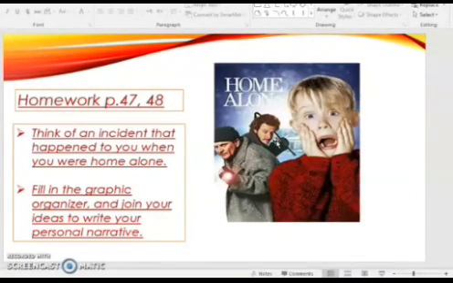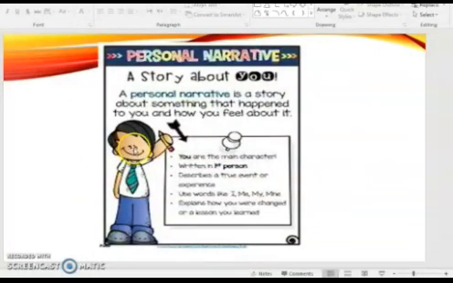You can get some ideas, and why not put them in your story? Some extra ideas will make your story more interesting. So this is it. I hope I made it easier for you. Now the last thing. This is the whole conclusion. A personal narrative is a story about something that happened to you.